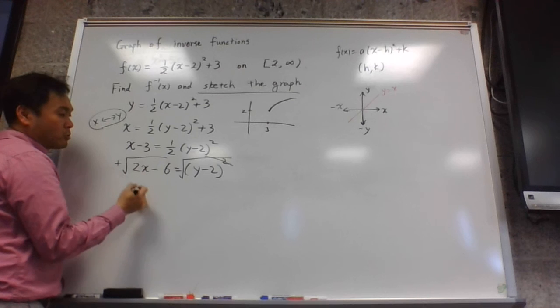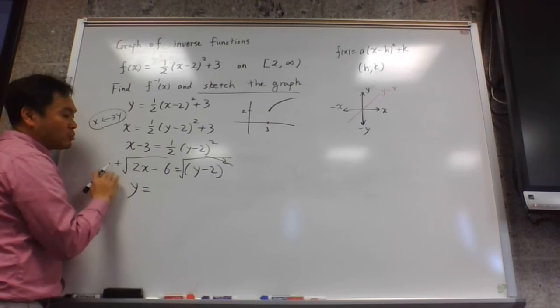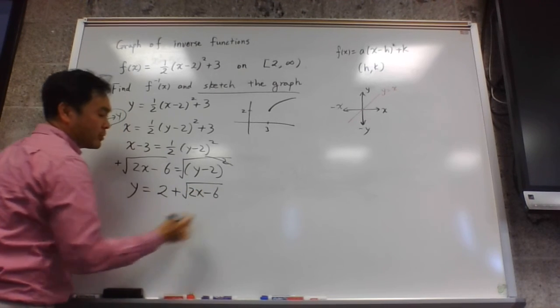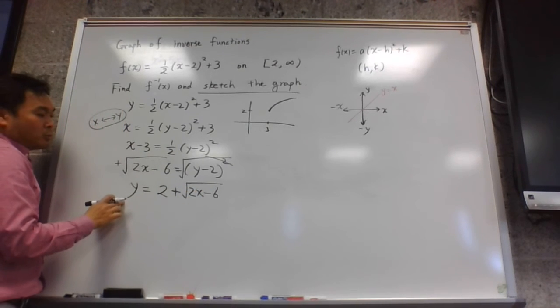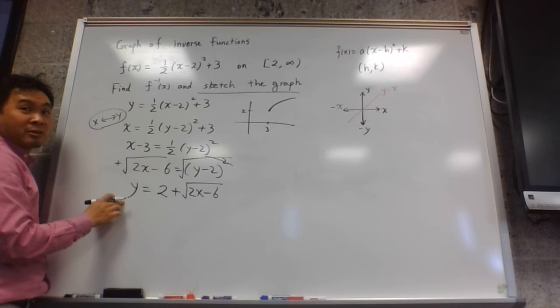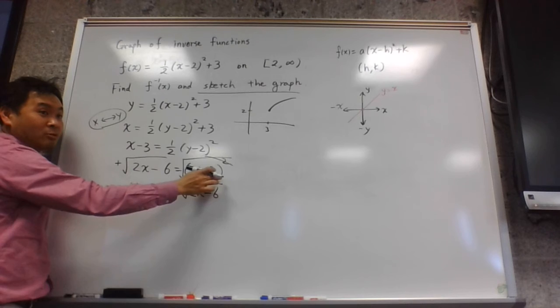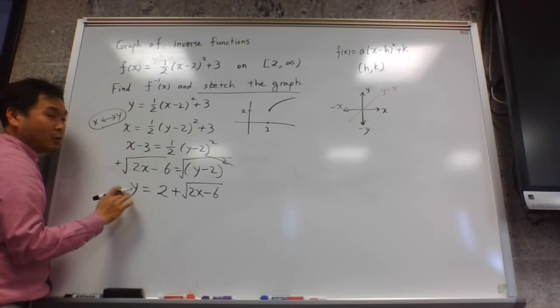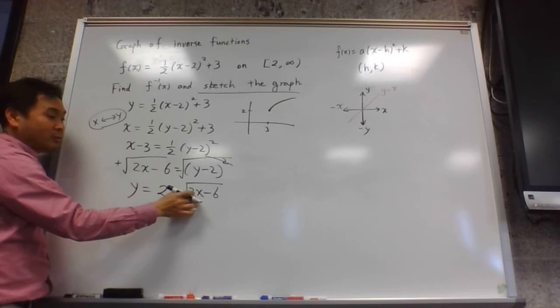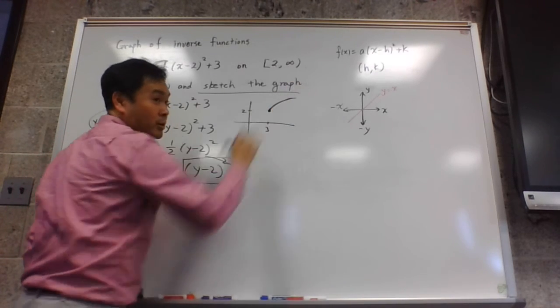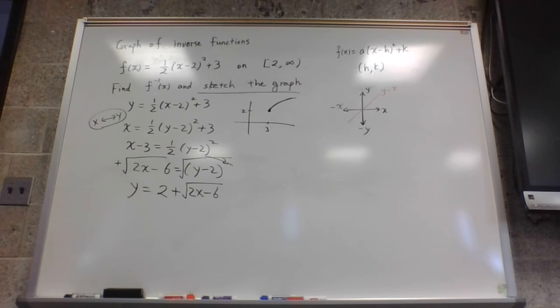Because if you solve for y, look at this. If you add 2 now, it'll be 2 plus square root of 2x minus 6, right? So look, would the y value be more than 2 or less than 2? More, because you're adding something positive, right? Square root is positive, right? So it's y equals 2 plus something positive, and therefore it agrees with this graph where it's 2 or more. So that's what you get.